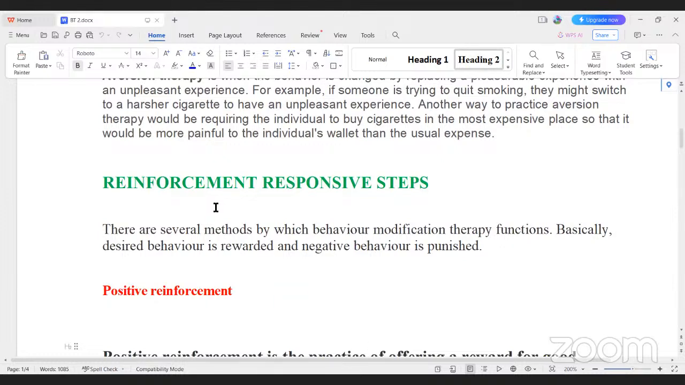Those things come under classical conditioning mostly. And today we are discussing operant conditioning methods of behavior modification.